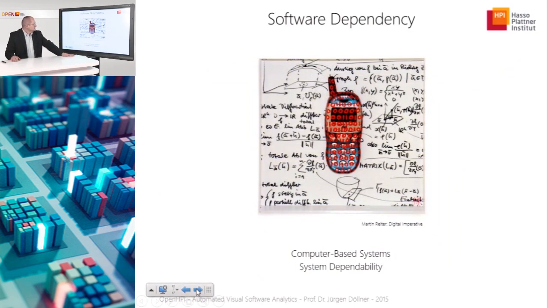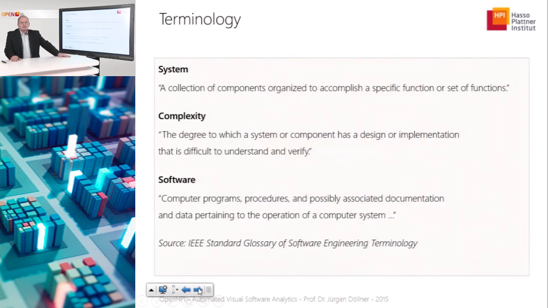This concludes this part on software dependency. We have defined what we understand by computer-based systems, and we have looked into the different aspects of system dependability. Finally, I would like to briefly give you an overview of key terminology introduced in this part. It was the term system, a collection of components organized to accomplish a specific function or set of functions. Of course, it also has an intuitive meaning.